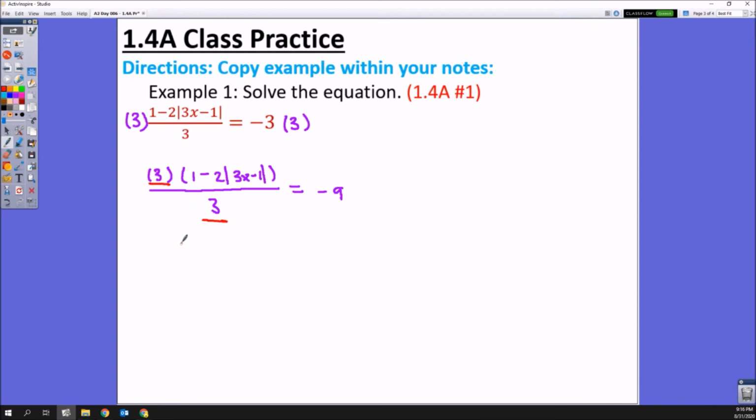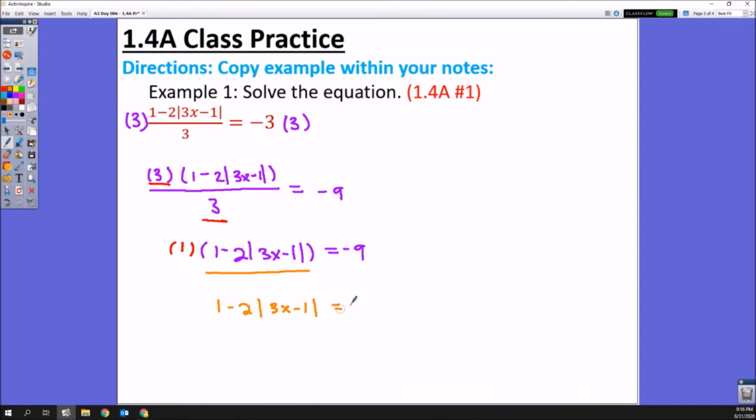Then this part will stay the same. So I'll put parentheses, 1 minus 2 absolute value of 3x minus 1, absolute value, and then equals negative 9. If you look closely, anything multiplied by 1 will stay the same. So I'm going to have 1 minus 2 times the absolute value of 3x minus 1 equals negative 9.